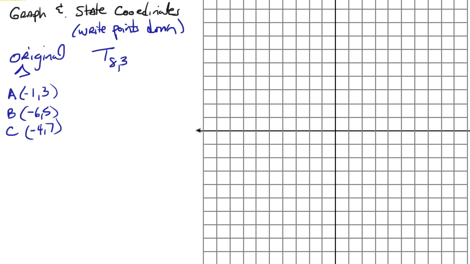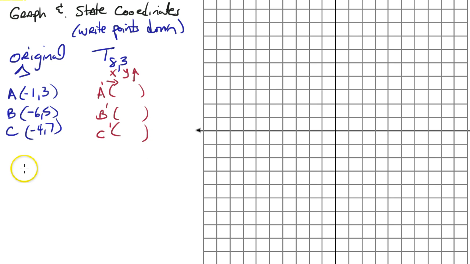Now, let's review. The 8 is in the X spot and the 3 is in the Y spot. This is a +8, so we're going to add 8. So it's going to go sideways 8. It's a +3. It's going to go up 3. And they want us to state the coordinates. So I'm going to make A prime, B prime, C prime. So that's my goal. And we're going to graph them.